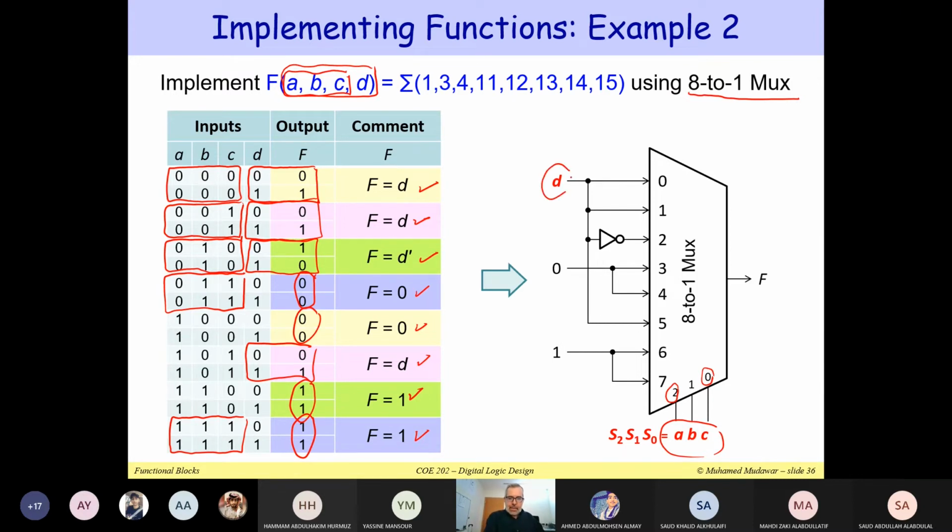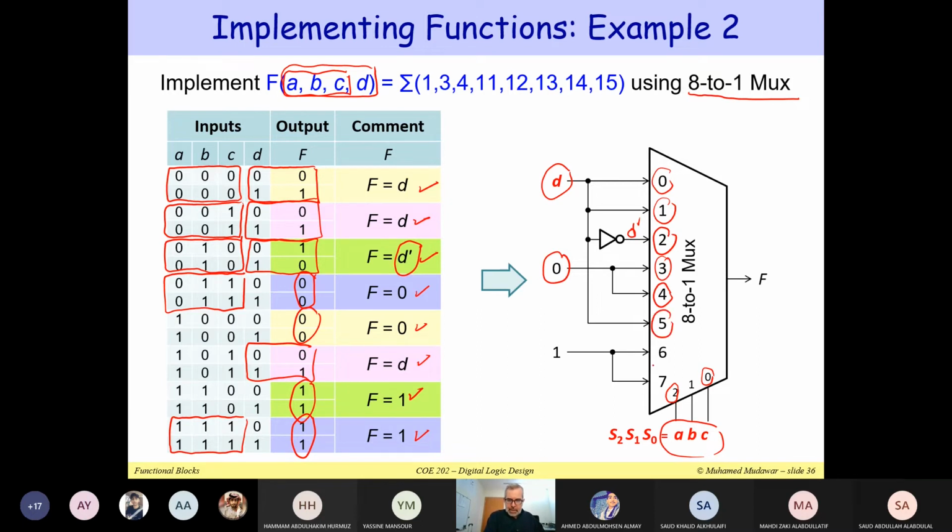I'm connecting D to input 0 because here F equal to D. For input 1, it's also equal to D. Here we have D prime. That's input 2. So I'm using an inverter here to get D prime. Now here for input 3, I put 0. And for input 4, I put 0.